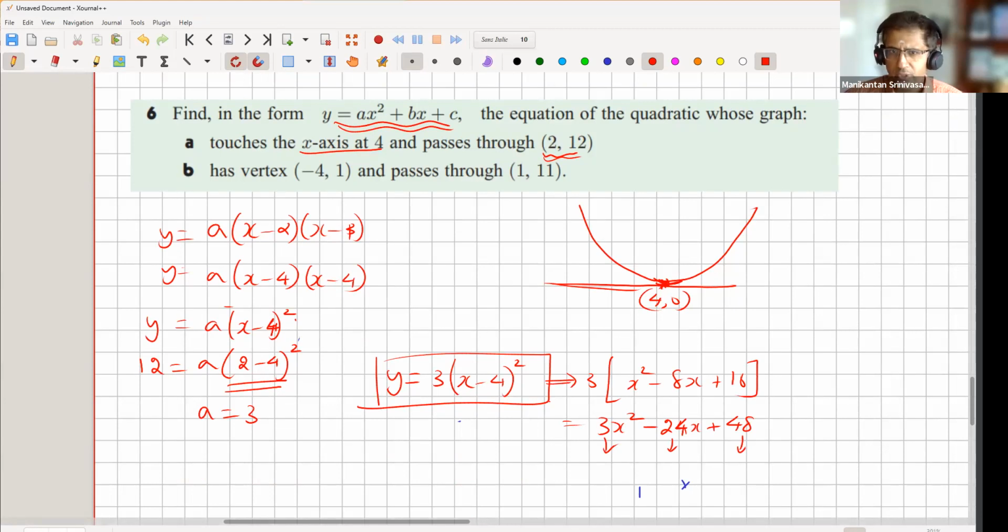Clear to everyone else? Sumer, you got the same answer? You're clear? Yes. Okay, 6b. Sumer, I'll give it to you, but all of you will try it.